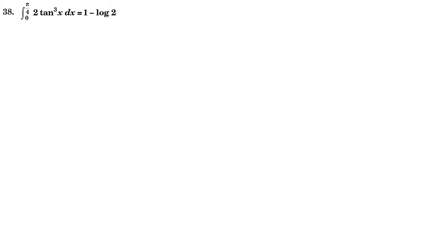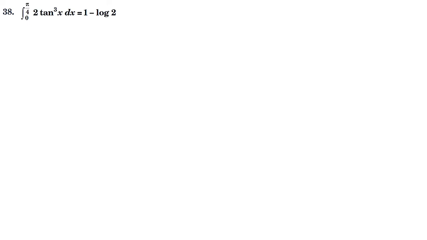Move on to question number 38. Integral 0 to pi by 4 of 2 tan cube x dx is equal to 1 minus log 2. This is what we have to prove. When we do this integration, after applying the limit, we should get 1 minus log 2. That is our answer. So here 2 tan cube x dx is there.